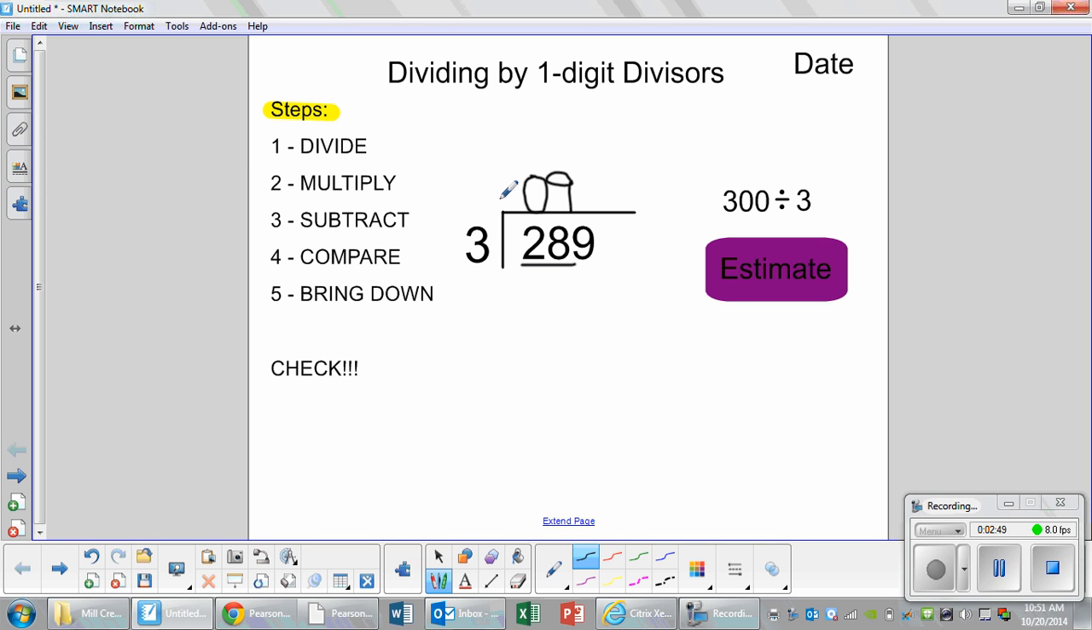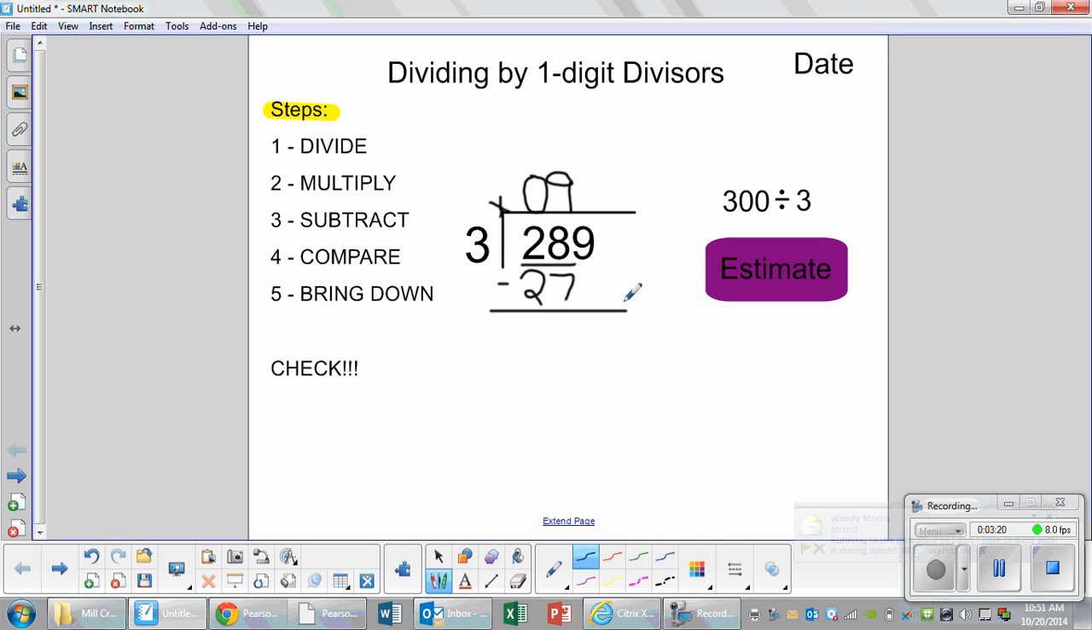The next thing I'm going to do is I'm going to multiply. And I like to put a multiplication sign right here in the corner. So I'm going to take 9 times 3, and I get 27. And so I'm going to write that right below where 28 is. And if you can be doing this problem along with me in your math notebook, that would be wonderful. So I have divided, I have multiplied. The next thing I need to do is subtract. So I'm going to subtract these two numbers. 28 minus 27 is 1.